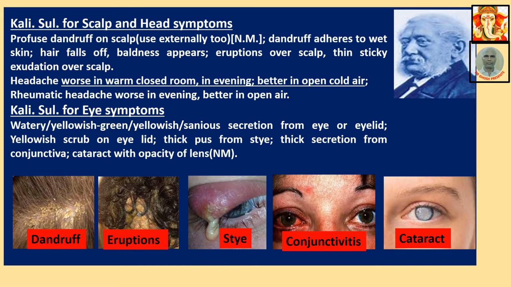Kali-Sulph for scalp and head symptoms. Profuse dandruff on scalp. Use externally too. That is, when you give this medicine for dandruff for oral intake, you can also instruct your patient to use it externally, mixing with olive oil or glycerin or Vaseline-like things. Then the cure will be faster.